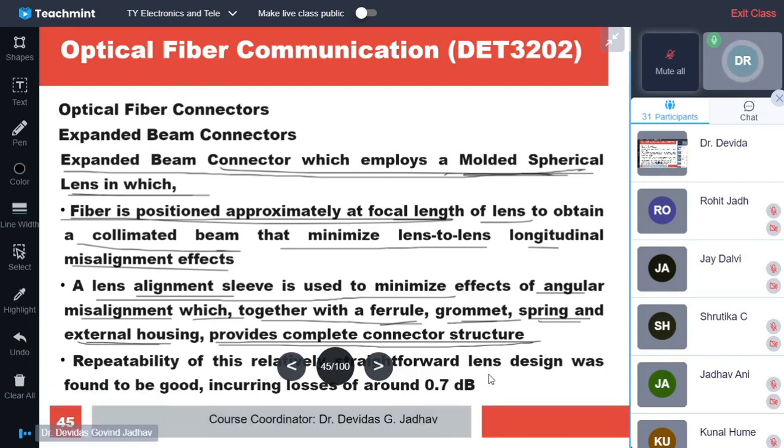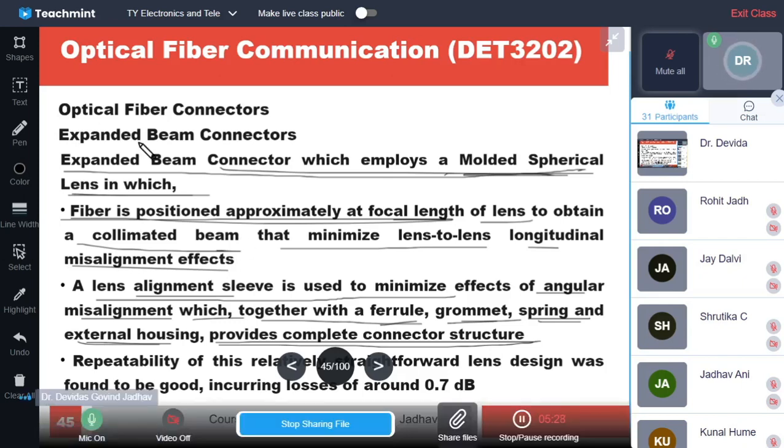So this expanded beam connector has a single fiber and single lens, so the lens to lens misalignment problem is sorted out, and it becomes a slightly simpler structure as compared to the two lens structure. This expanded beam connector with the single lens also has around 0.7 dB loss introduced.